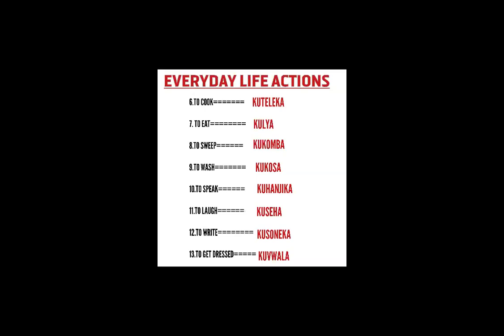You cannot say kanda kuseha. That is incomplete. You have to say kanda kusehako. So always take note of the ko when it's added to a verb. It means they're telling you not to do something. For example, kanda kukosako, don't wash. Kanda kuliako, don't eat. Kanda kutelekako, don't cook.